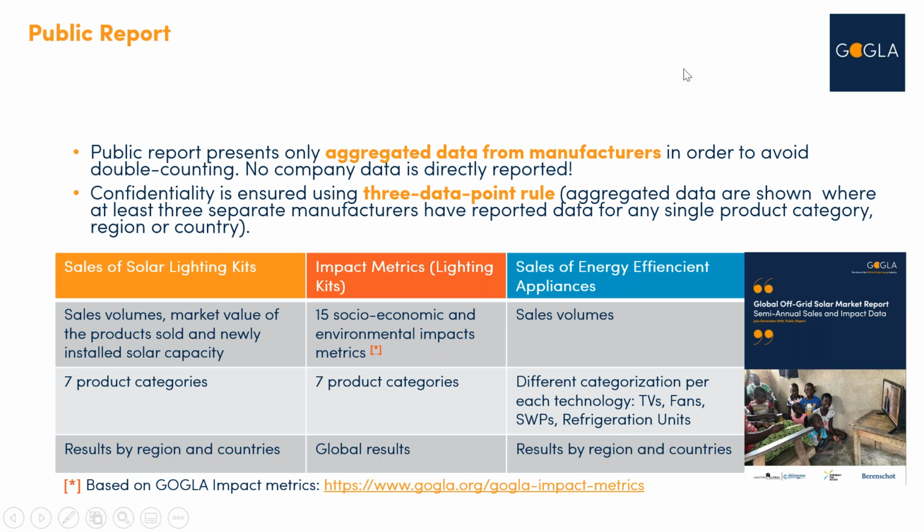And you'll see that we present this data in 3 different categories: sales of solar lighting kits, followed by the sales of energy efficient appliances. And at the end, we give impact metrics, but only for the lighting kits.